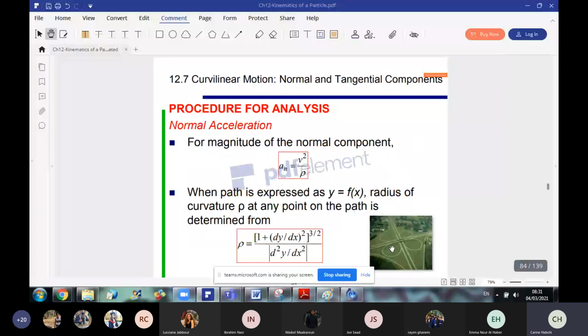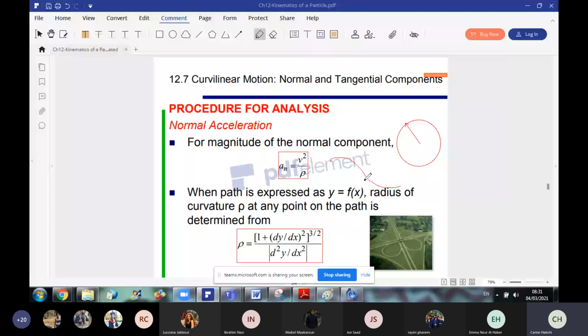Now, we have seen together that an is calculated as v square over rho, okay, where rho represents the radius of curvature. But how to determine rho? In general, we said that the easiest example is a circle. If I have a circle, rho will be equal to the radius of the circle. But in other cases, if I have a curve, how to determine the variation of rho? Rho will be variable. So if I have a curve, one method to find the radius of curvature rho is to give me the equation of the curve.